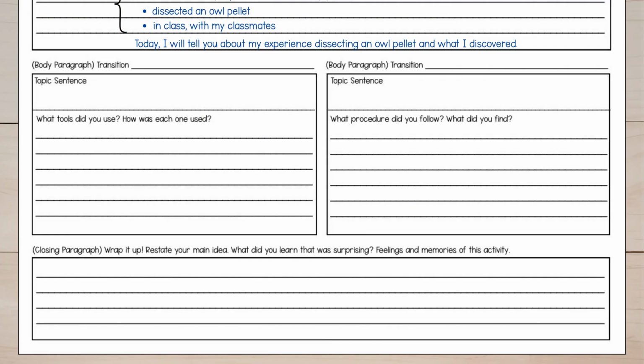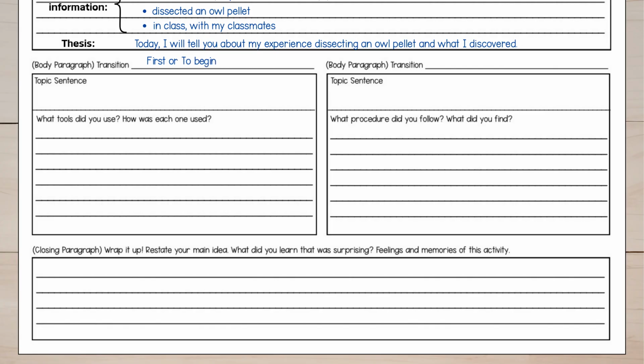Now we're moving to our first body paragraph. Think of this paragraph as your tool spotlight. You're telling your reader, here's what I used and how I used them. At the top, pick a transition word to move your story along. It could be first or to begin.